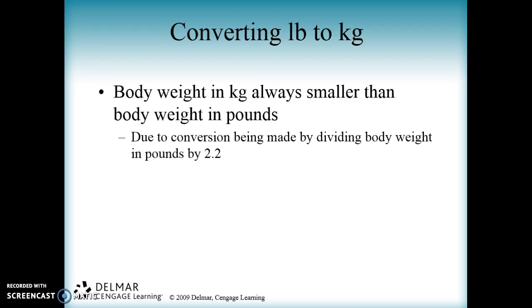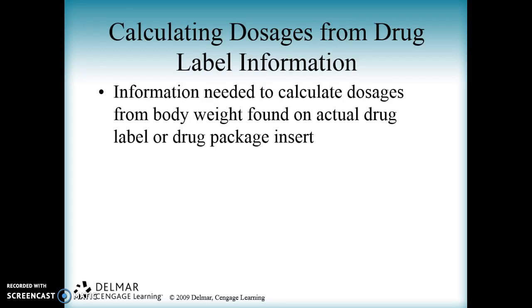When we are converting pounds to kilograms and then using that information to calculate a dose, we typically want to go to the label on the actual medication. On the actual medication, it's going to tell us everything that we need to know for calculating a dose for that particular drug. If it's not on the label, if the package is too small, it will be on the package insert. So those are the places that we're going to go to calculate that information.